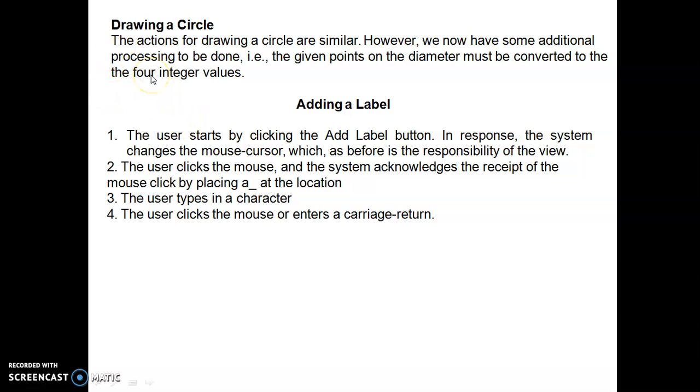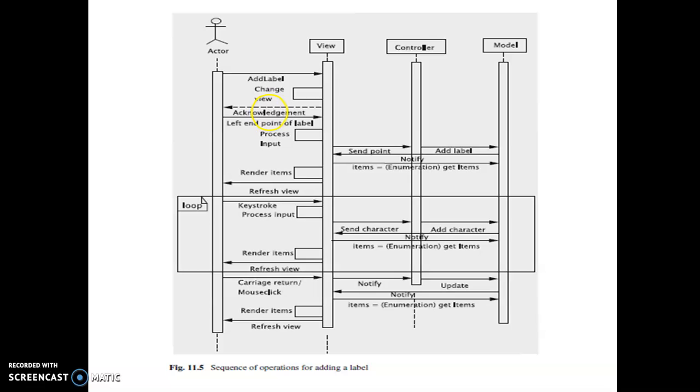Okay, drawing a circle also is in the same manner. The action for drawing a circle is similar. However, some additional processing has to be done. That is, the given points of the diameter must be converted to four integer values. So adding a label here also, the same sequence diagram is taken. Add label changes the view. Acknowledgement will be sent. Left endpoint. So suppose you want to add some label or some text. At that time, a left endpoint and the right endpoint have to be sent to the controller.